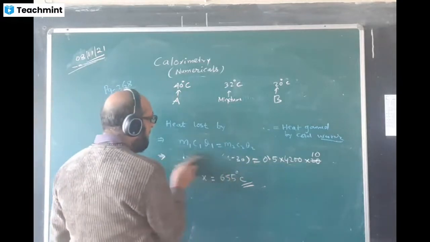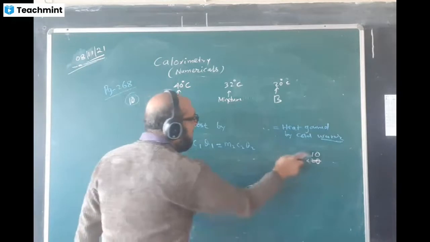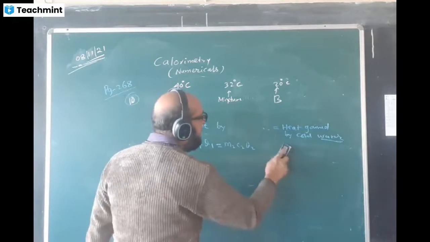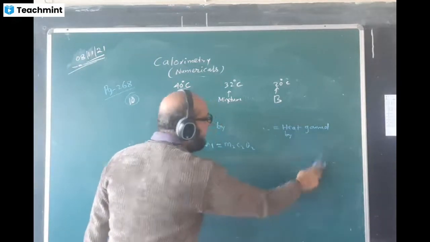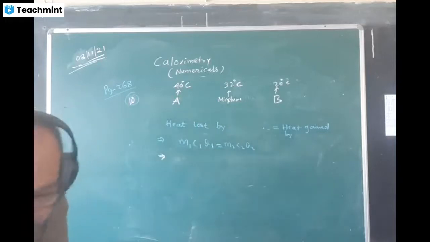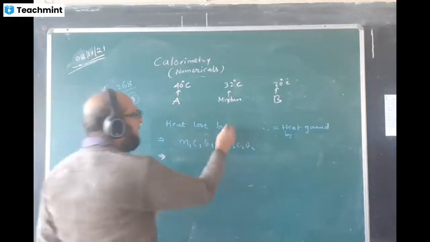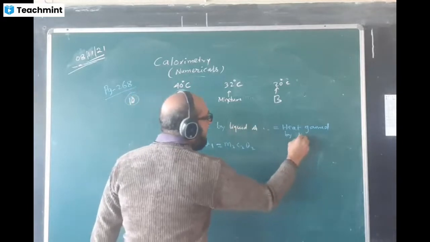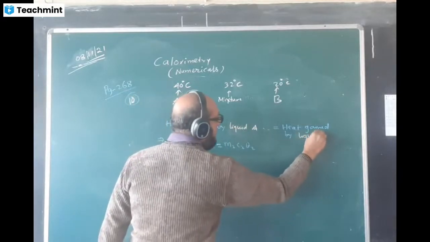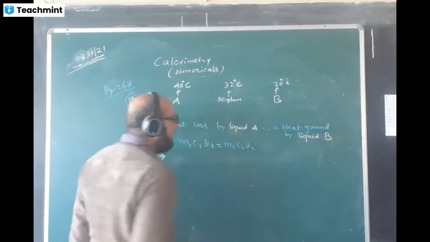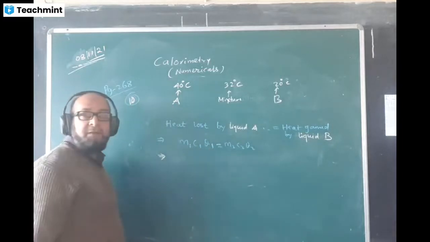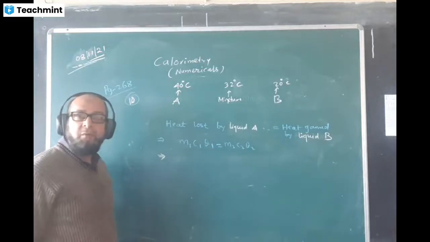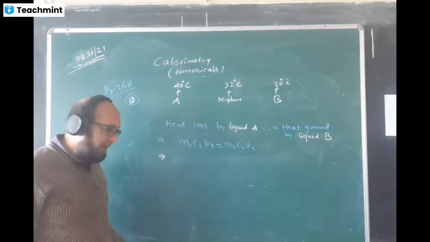Heat lost by liquid A is equal to heat gained by liquid B. Write the equation m1 c1 theta 1 is equal to m2 c2 theta 2. And now look, find the answer.